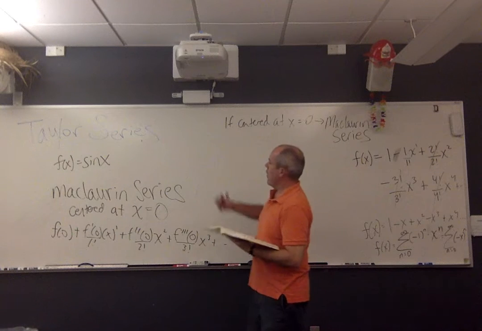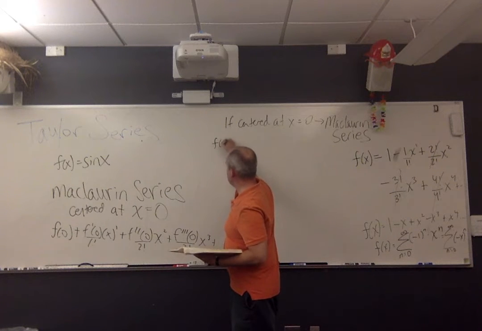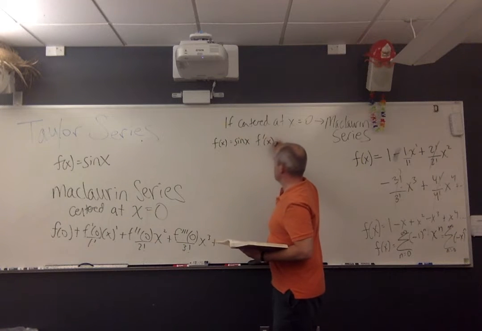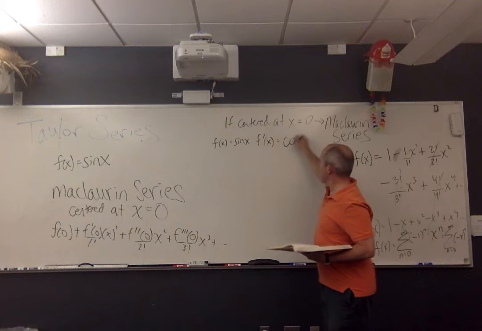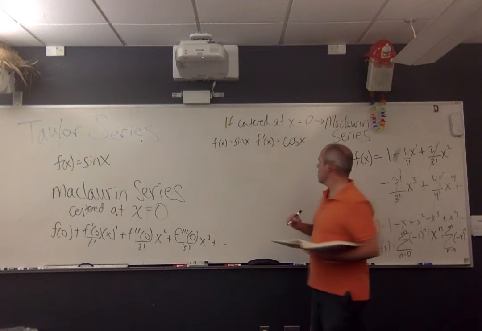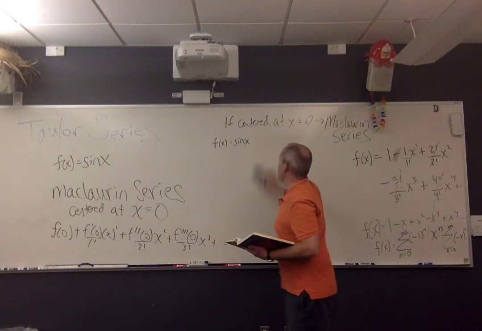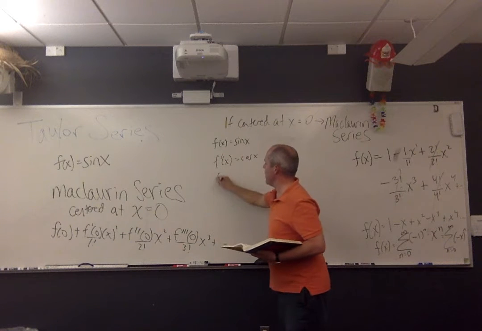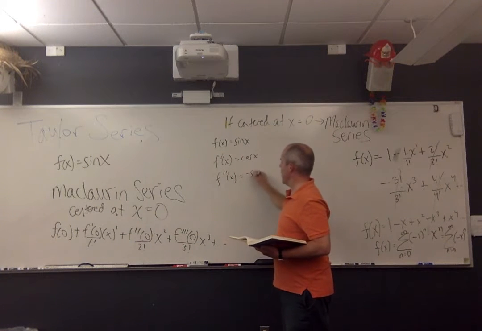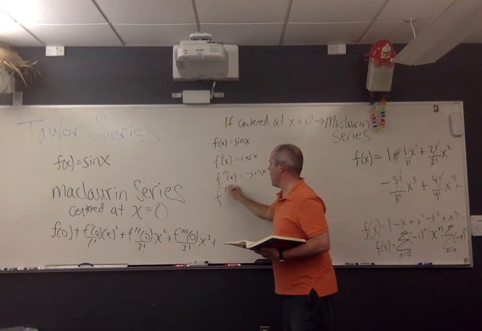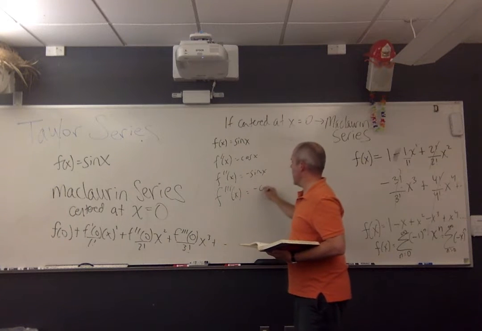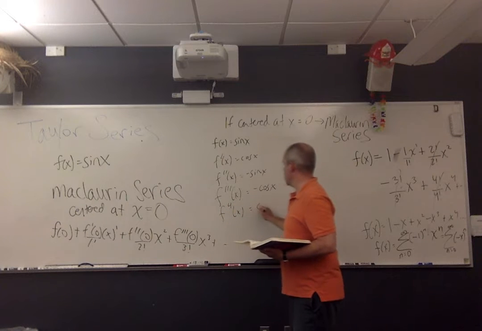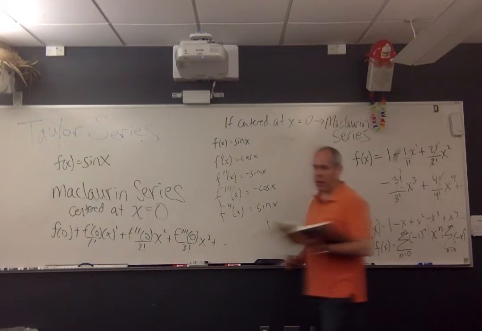All right. So what is f of x? That's sine x. What's f prime of x? Cosine x. Sorry, I went the wrong way. F prime of x is cosine x. What's the second derivative? Negative sine x. What's the third derivative? Negative cosine x. And then it's going to start repeating, isn't it? Because that's going to be sine x, and it's just going to keep going.